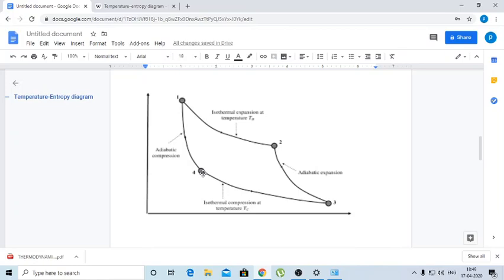Later on, the process is performed in the opposite direction. The system is compressed in an isothermal process at the low temperature T2. When the temperature T2 is constant and it is compressed to a certain stage, it is again compressed in an adiabatic process. When you finish this reversible process, the system reaches the initial state. This is the best example for a reversible process.